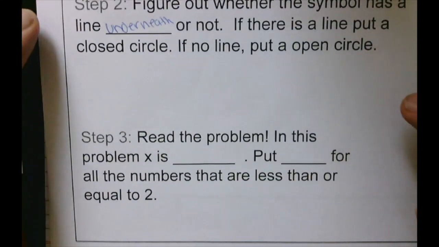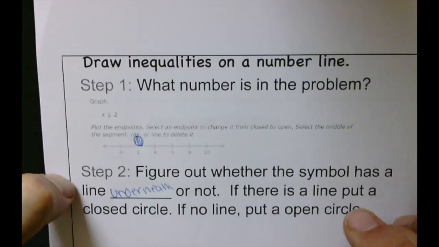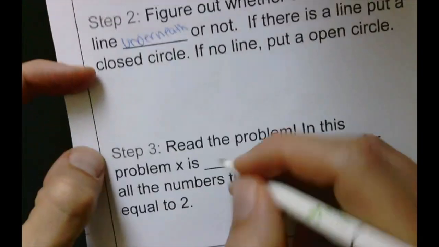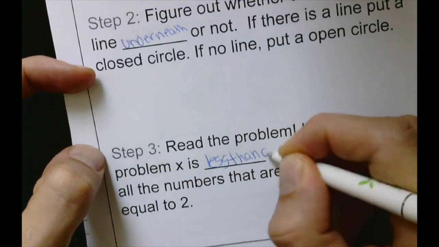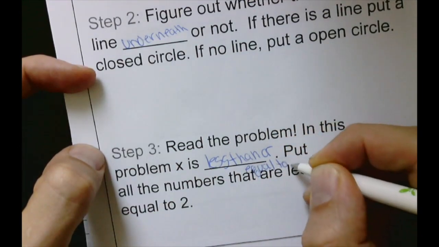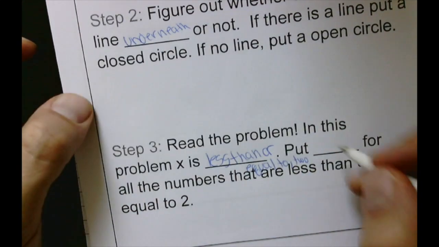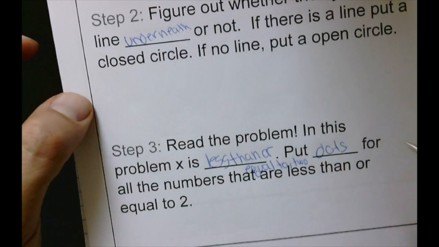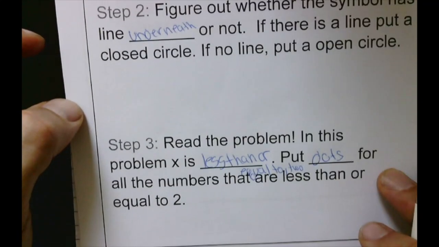Step 3 says, read the problem. In this problem, x is less than or equal to 2. Less than or equal to 2. Put dots for all the numbers that are less than or equal to 2.